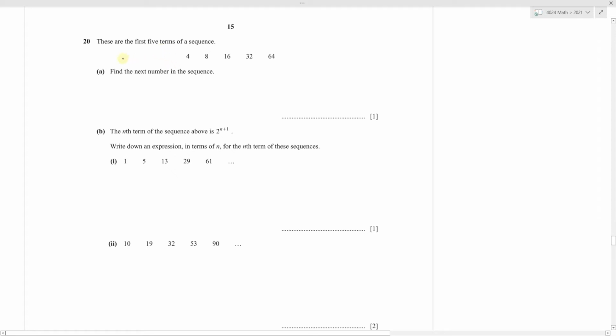Question number 20. These are the first 5 terms of a sequence: 4, 8, 16, 32, and 64. Find the next number in the sequence. So if you look at these numbers, to get the next number, you multiply by 2. 4 times 2 is 8. 8 times 2 is 16. 16 times 2 is 32. So to find the next number, you multiply 64 by 2 and you will get 128.